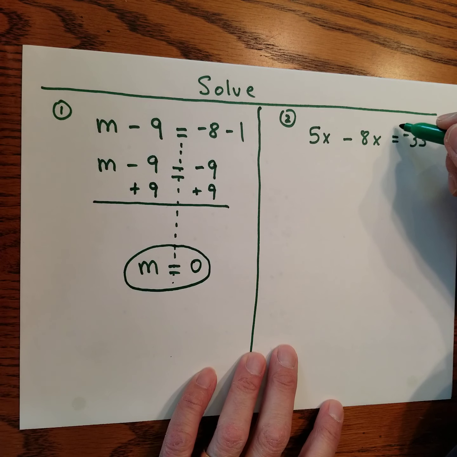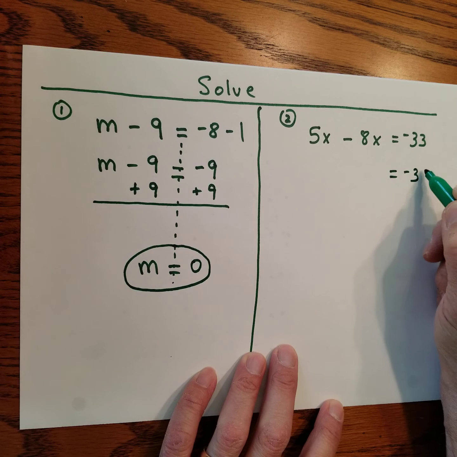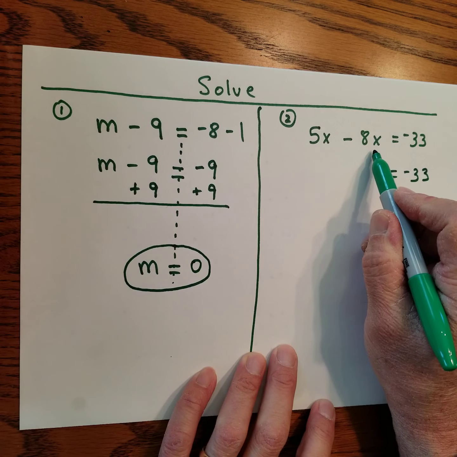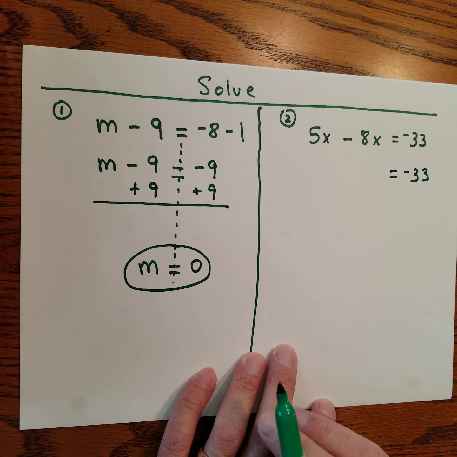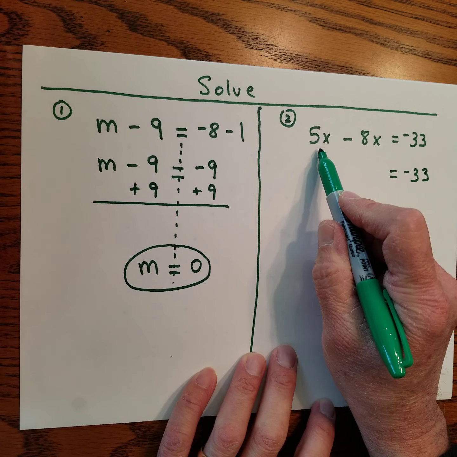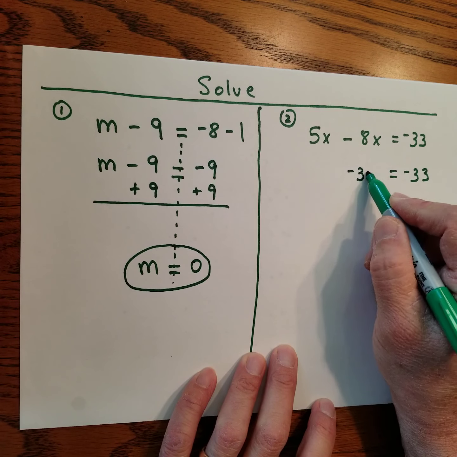Here's number 2. Look for the like terms. I'll copy the negative 33 on this side. Since this term has an x and this term has an x, they're like terms and I can combine them. If I have $5, but then I lose $8, I am down $3.